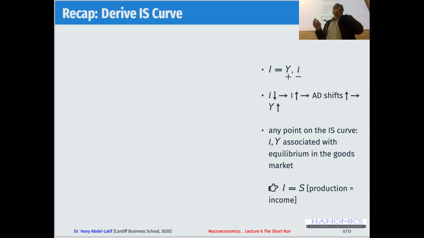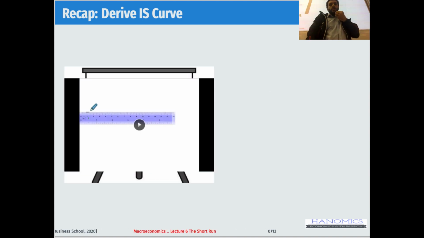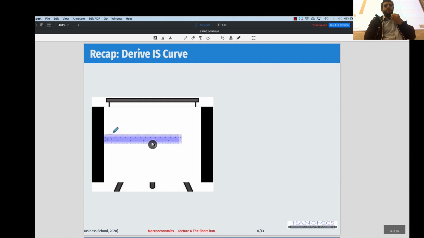Once you have the IS curve, again, every point on that curve corresponds to an equilibrium point in the goods market. And when we talk about equilibrium in the goods market, we mean production equal to income, or investment equal to saving, because that's where the IS comes from. So investment equals saving, IS, investment and saving. So this is how we did it last time.